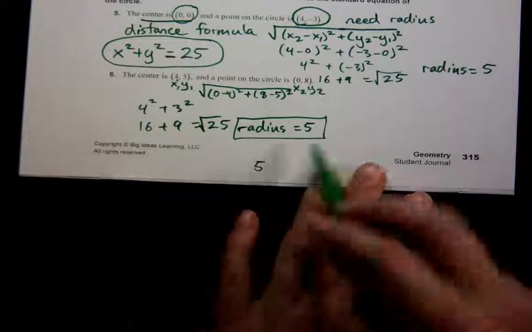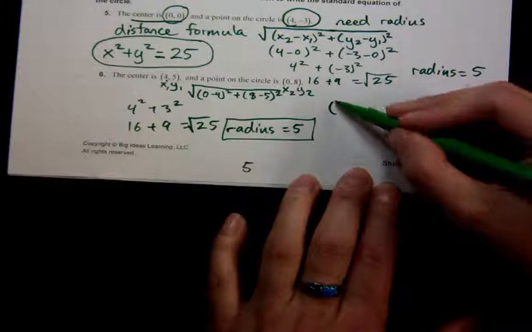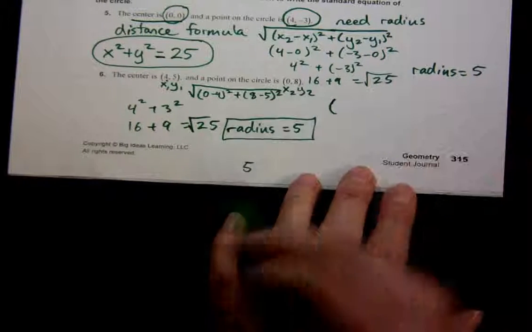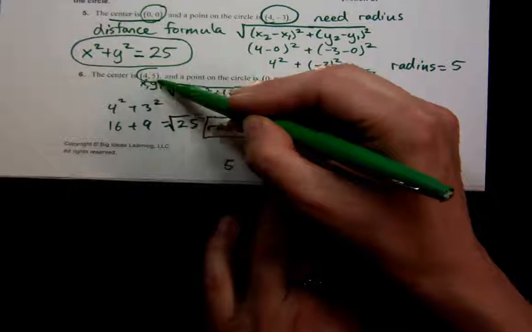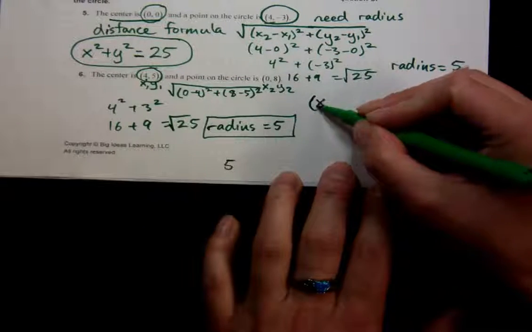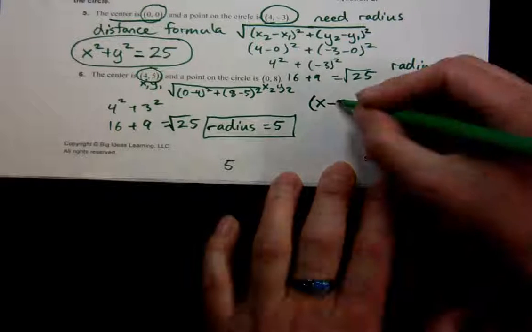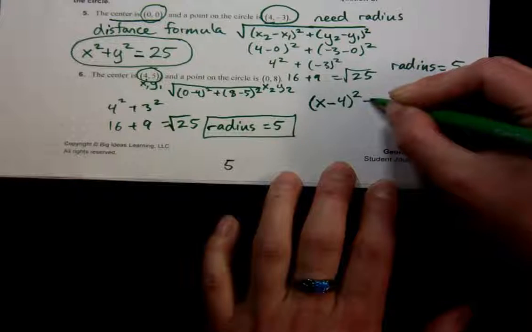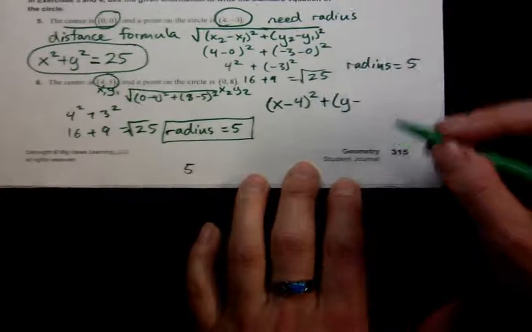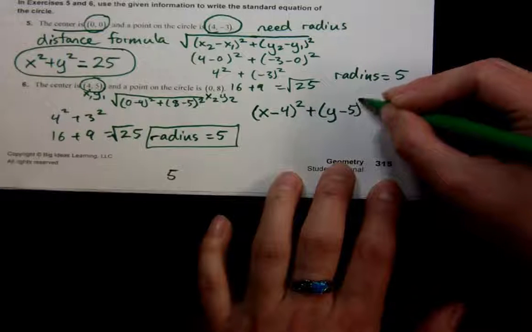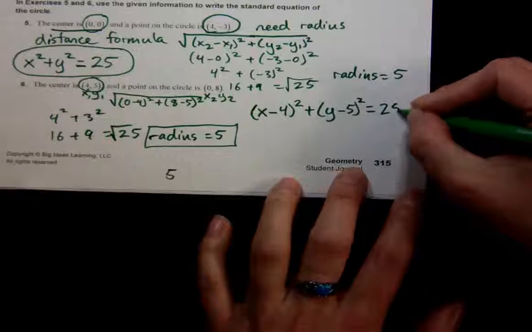Now that we have the radius, what is our equation of the circle? X squared plus y squared is 25. It would be if our center was 0, 0 again. But since our center is 4, 5, where do we put that 4 and 5? X minus 4 squared. And then y minus 5 squared. Equals what? Equals 25. Okay?